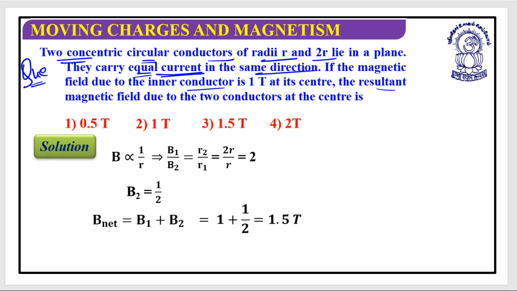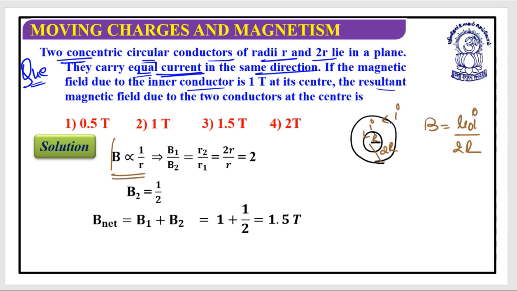Let's say this is one of the circles, this is the second circle. The radius here is r, and the other is 2r. They carry equal current in the same direction. Let's assume it as an anti-clockwise direction, I, and the current would be the same. So the magnetic field is equal to mu naught I by 2r. As the current would be the same, I can write B is directly proportional to 1 by r.